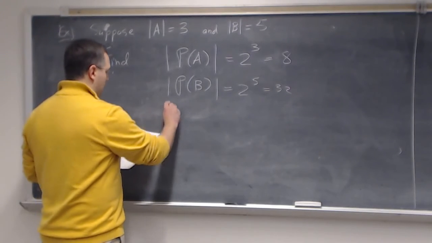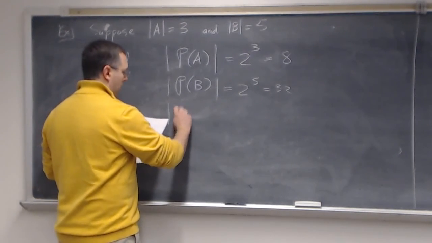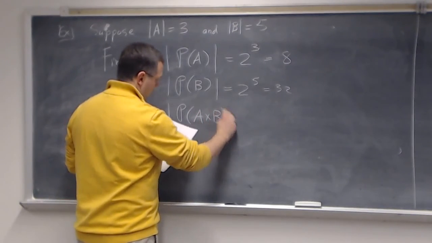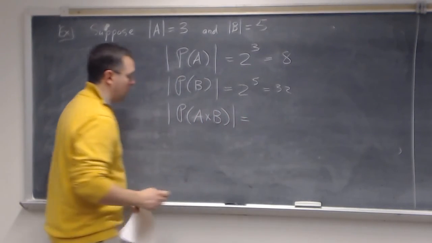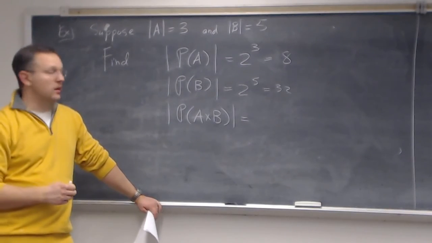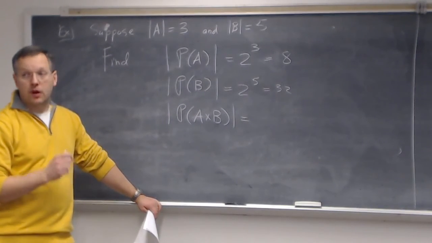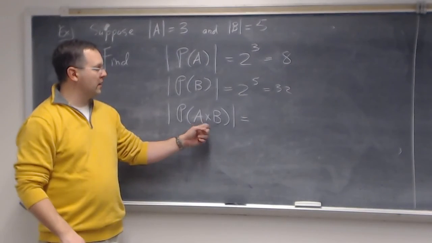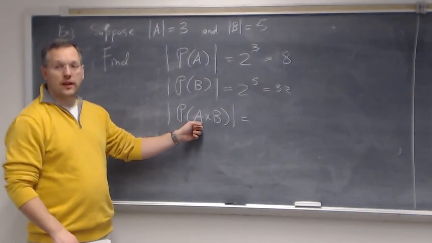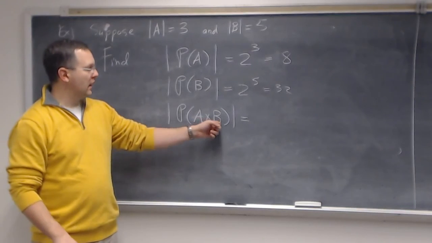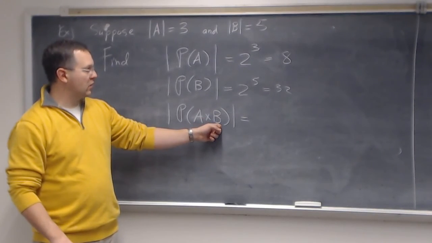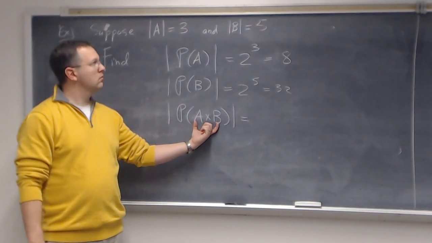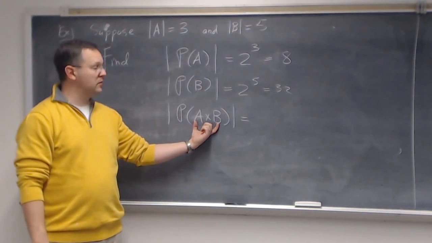Okay, how about this? I require A cross B, so the Cartesian product. Think about the Cartesian product of A and B. Remember, you take elements of A for the first coordinate, elements of B for the second coordinate. So how many elements are in A cross B? 15, right? 3 times 5.